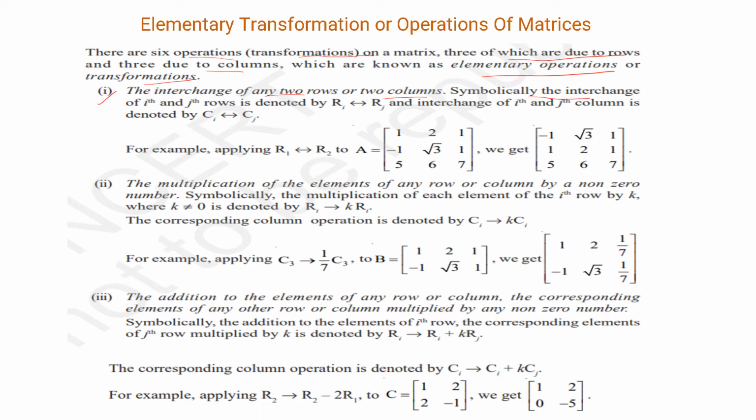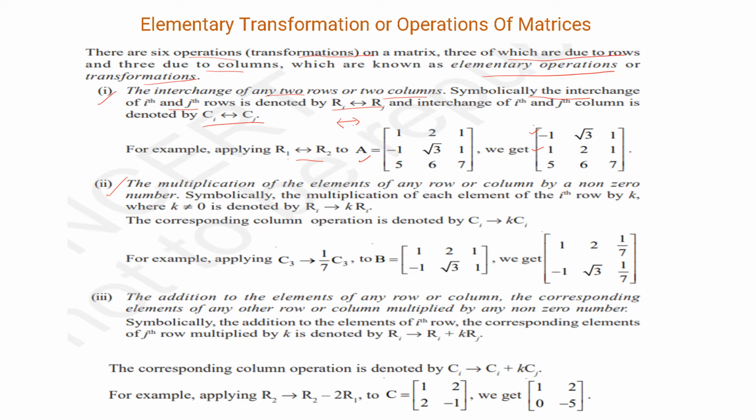Symbolically, this interchange of say ith and jth row is denoted by Ri, and this sign we use for interchange. Ri is interchanged with Rj, and interchange of ith and jth column is denoted by Ci interchanged with Cj. So for example, if for this matrix A, a 3 cross 3 matrix, we are applying the operation of R1 interchange with R2, now what will happen? Row number 2 will now become row number 1 and row number 1 will become row number 2. So this is the first transformation that we can apply.